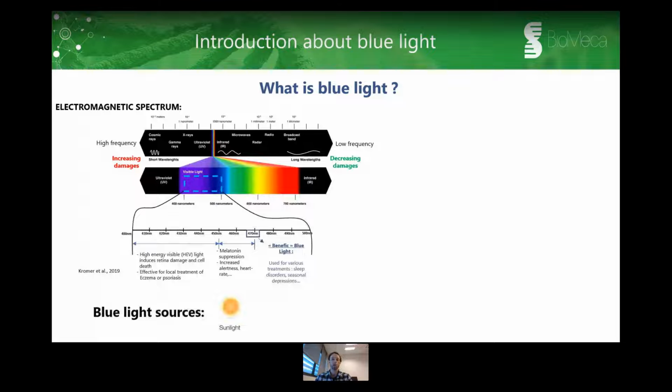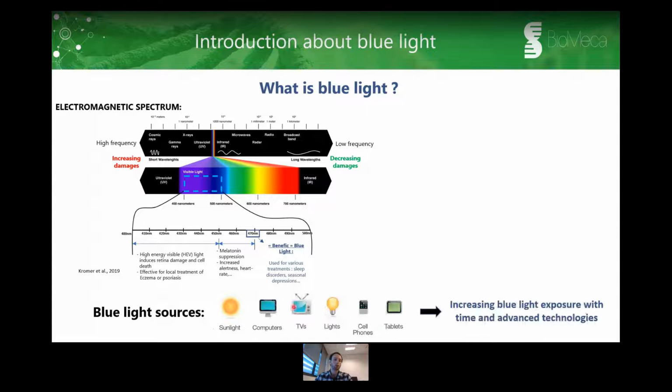The main source of light is the sun, which contains all the colors of the visible spectrum, and this is called white light. Thus, sun is our biggest source of blue light. Because of the technological advances, we also collect blue light from other sources, such as PCs, TVs, LED lights, smartphones, and tablets, for example.